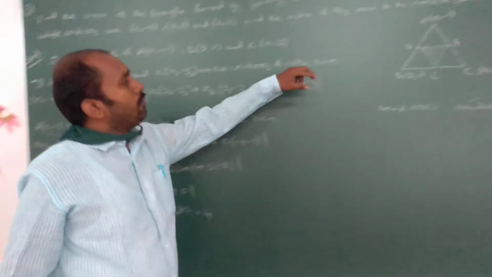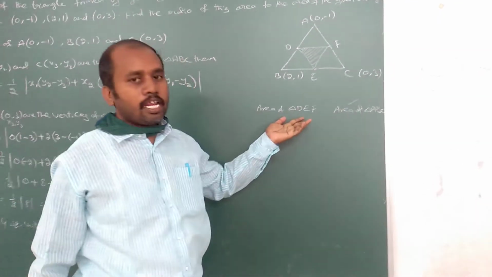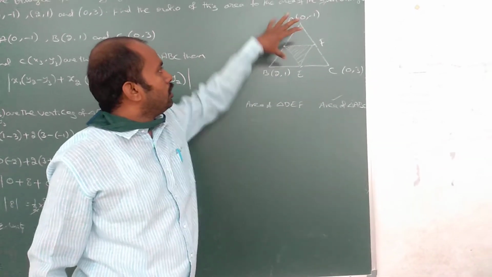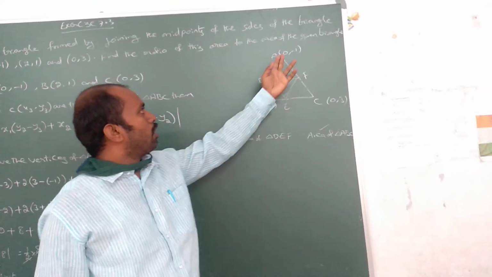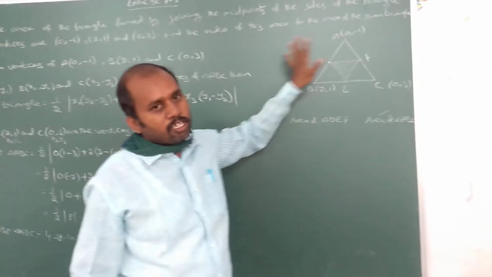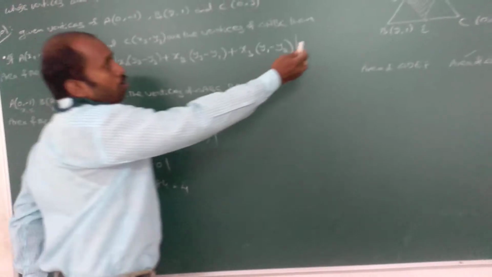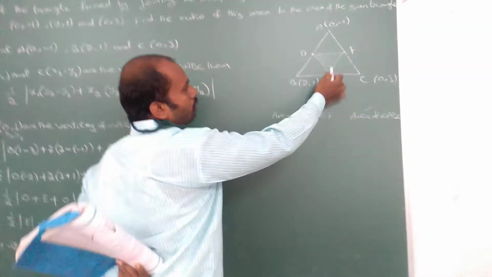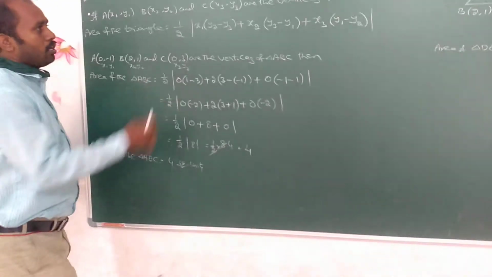So the first one is the given triangle. Vertices are there, so first the area of triangle ABC you can find. Next, the second triangle's area we want. How to get it? First you find the midpoints. AB is a line segment, and the AB midpoint you can find. That is D. Already you know the formula: if A is x1 y1 and B is x2 y2, then the midpoint of AB is x1 plus x2 by 2, y1 plus y2 by 2. That formula you can use. Why? Because the midpoints D, E, F are not given. So first you find the midpoints. After finding the midpoints, you find the area of triangle DEF.